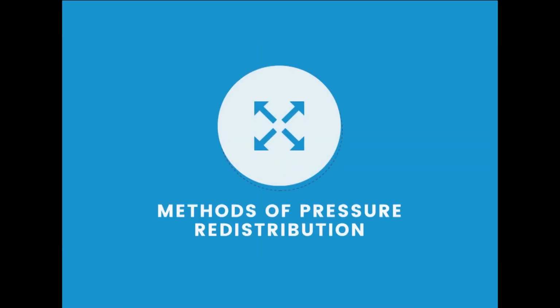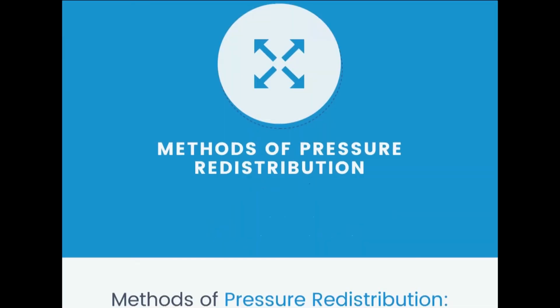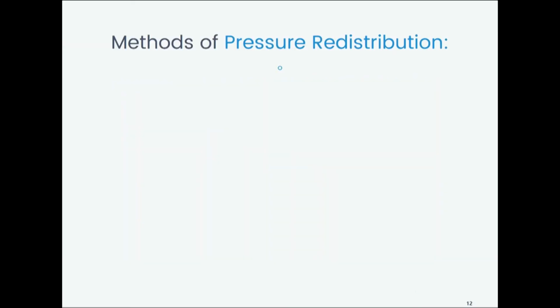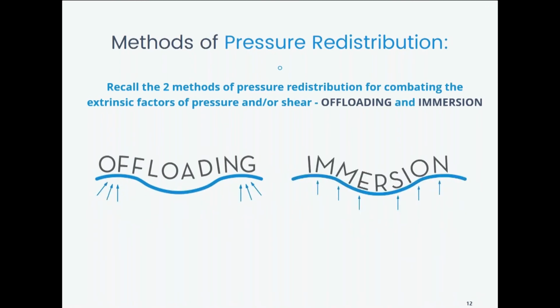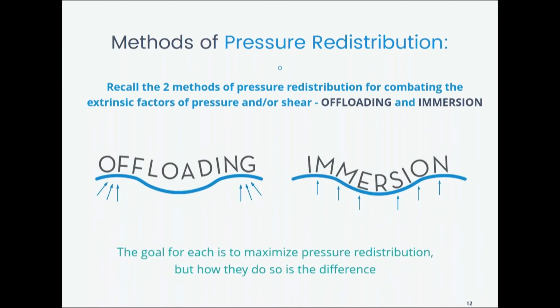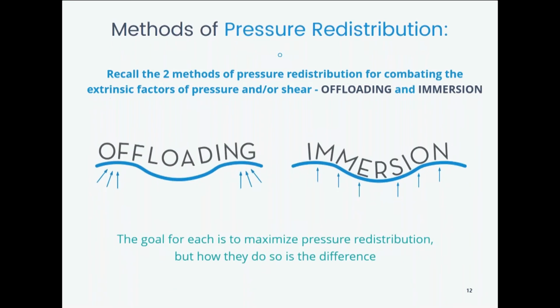So the first thing we need to understand is the method of pressure redistribution. And as we learned in the last course, there are two methods of pressure redistribution for combating those extrinsic factors of pressure and shear. And they are offloading and immersion. And they both have the same idea. They both want to take pressure off of a small surface area right under those bony prominences and redistribute the pressure to a greater surface area. But how they do so is very, very different.